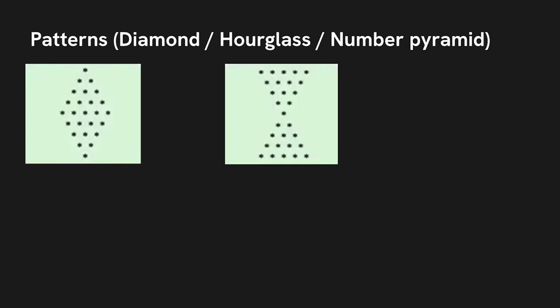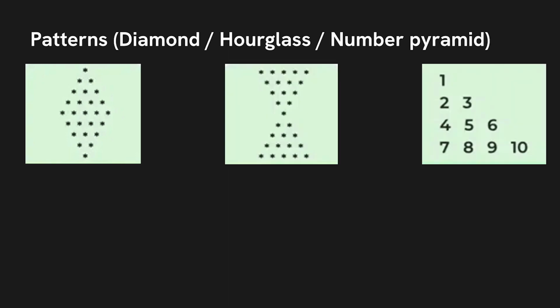Let's understand some more patterns. That is a full diamond pattern. Yes, this is a full diamond pattern. We can print these patterns with the help of coding also. Then hourglass patterns. These are some pyramids but with the help of numbers.